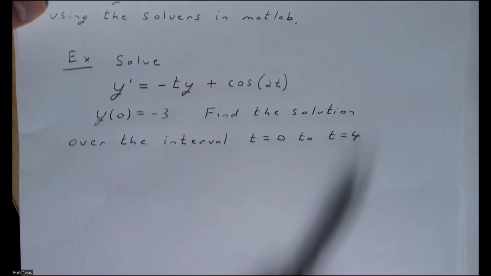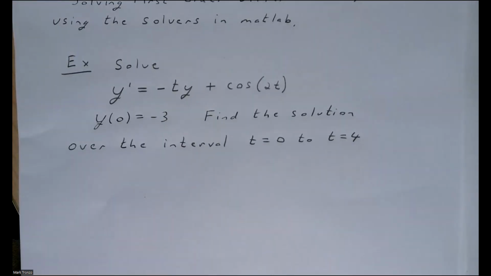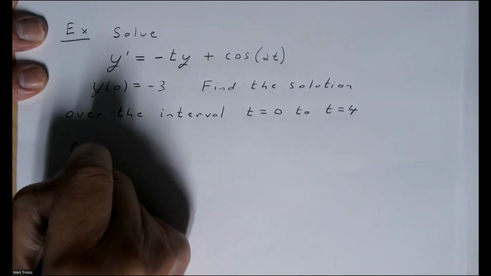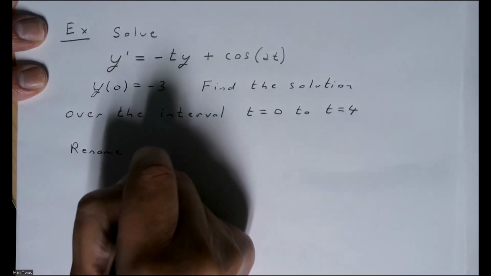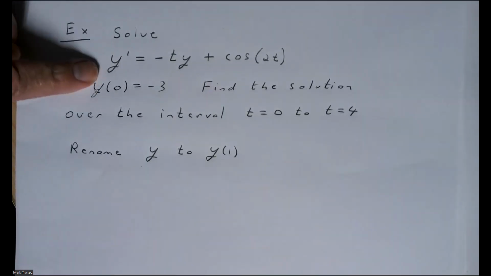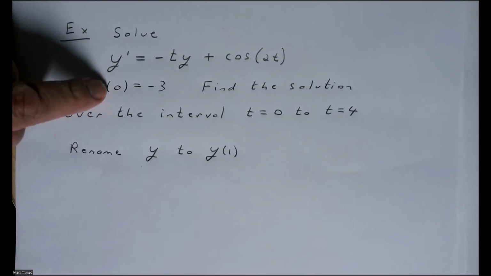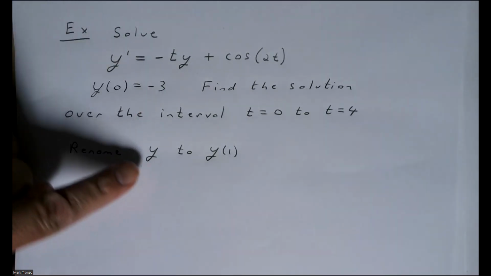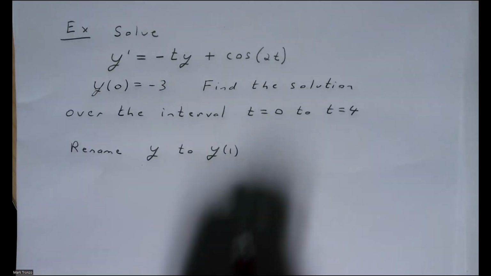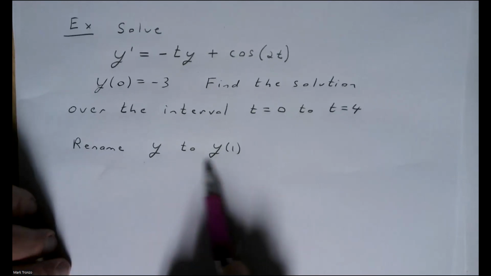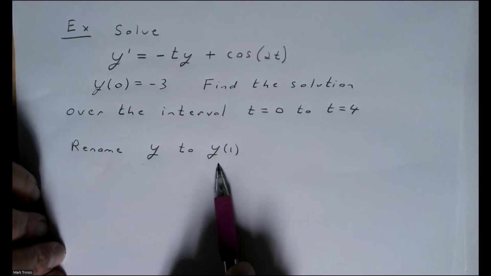So again, we're going to do this in MATLAB. A couple of things we have to do. First of all, we're going to have to rename our dependent variable y to y1. If we had more dependent variables, the next one would be y2, then y3, but we only have one dependent variable, so we're going to rename it y1. Don't get confused here: this is not an index like we use with iterations. We're just naming this y1. So that's the first thing we're going to do.